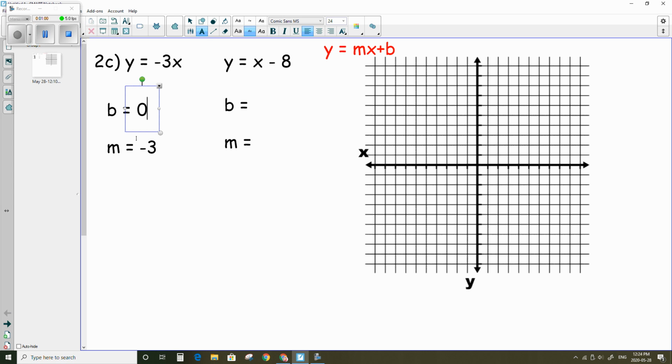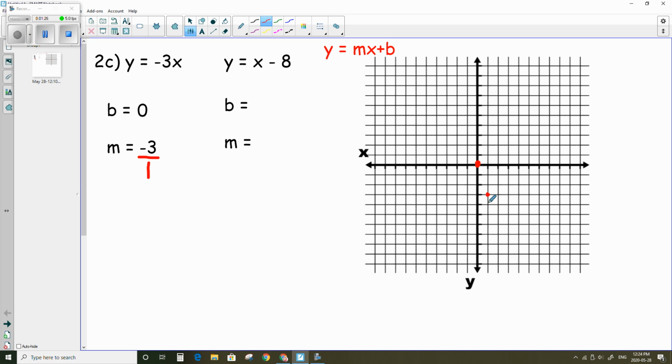Right, so for this graph here, we're going to be starting at 0 on the y-axis. This is our starting point for that equation. And then slope is negative 3 or negative 3 over 1. What that means is from our y-intercept point that we started at, we're going to go down 3 and over to the right 1. 1, 2, 3, and over to the right 1.